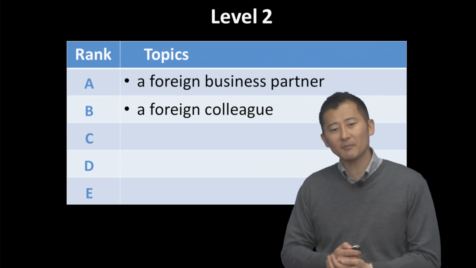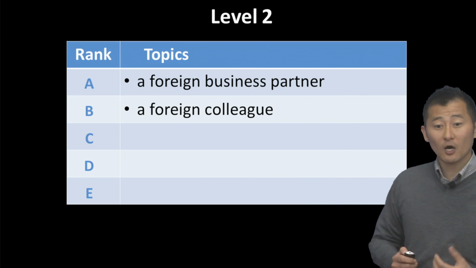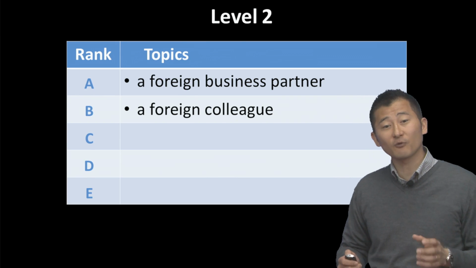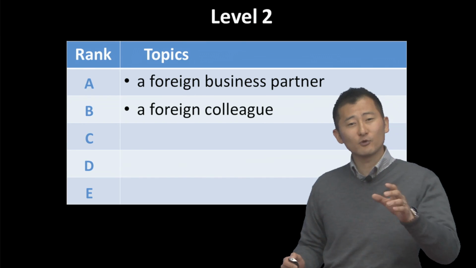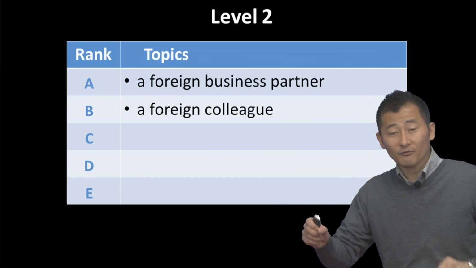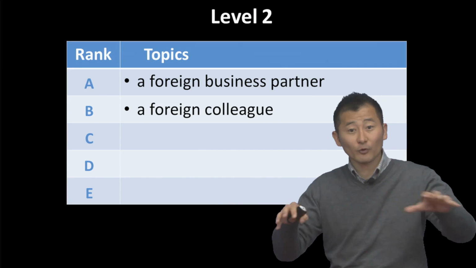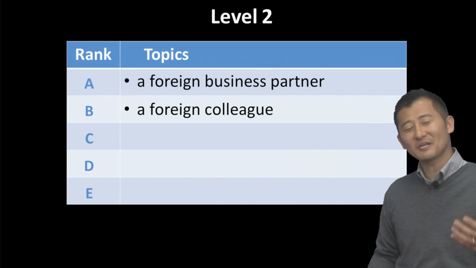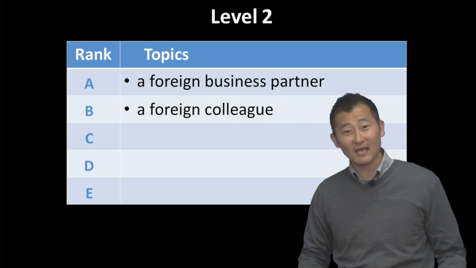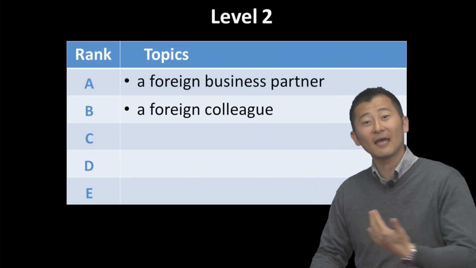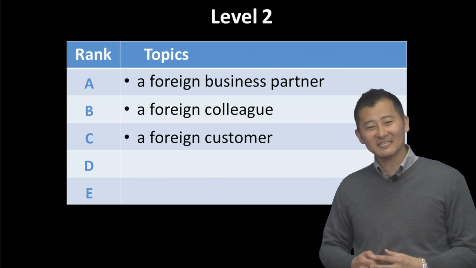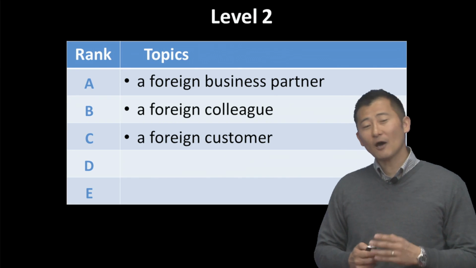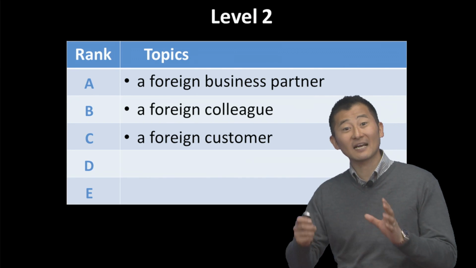Okay? And in Rank B, we learn how to communicate with a foreign colleague. So if you work for a global company, or if you have many foreign colleagues in your office, this is perfect. How to greet them, how to make small talk with them, how to make a request to them, and so on. And in Rank C, how to communicate with a foreign customer.